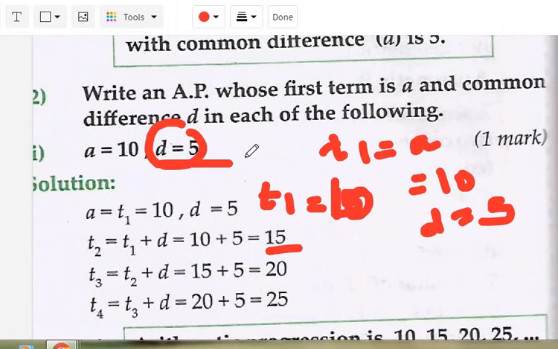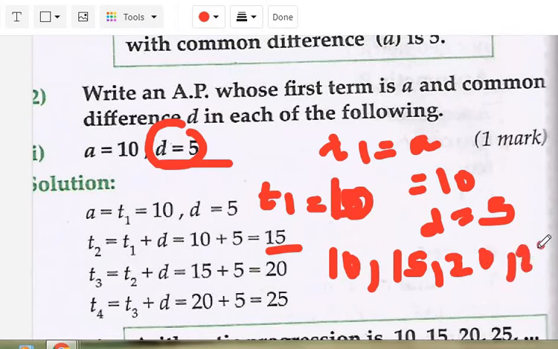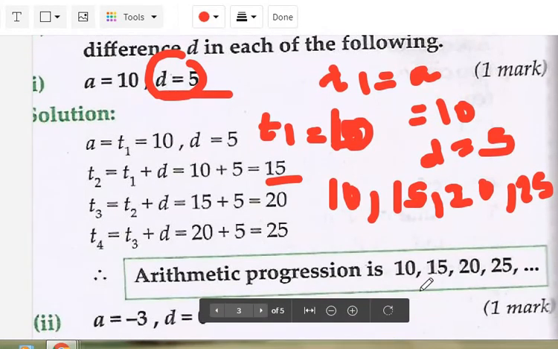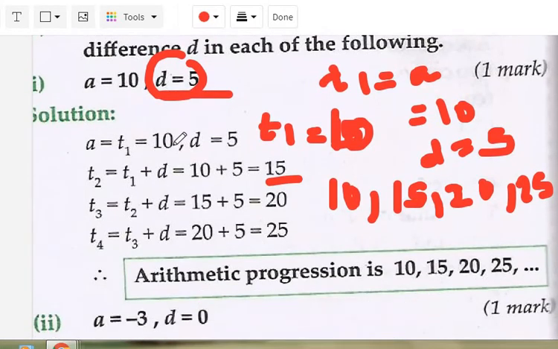Then we have to find how many terms? First term A and common difference D in each of the following; write an AP. Now the AP will come like this. First term is 10, then second term is 15, then third term is 20 and fourth term is 25 and so on. Therefore the arithmetic progression is 10, 15, 20, and so on.